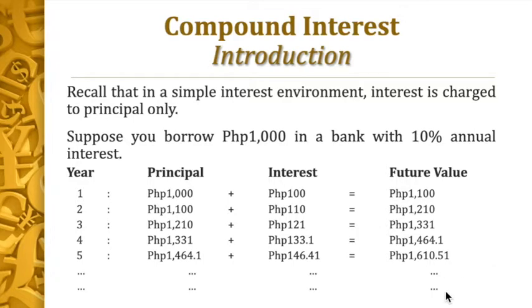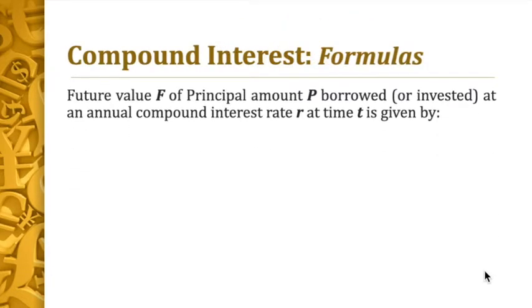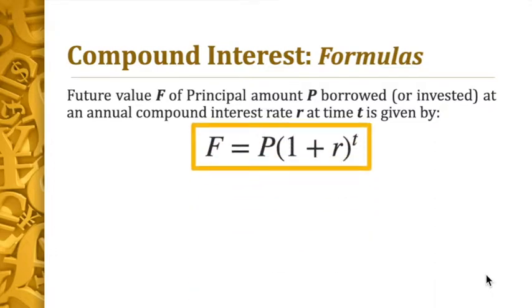So let's make use of our formula for compound interest. For the future value F of principal amount P borrowed or invested at an annual compound interest rate r at time t, it is given by this formula: F equals P times the quantity of 1 plus r, this time raised to t. Remember in simple interest, the t is beside r: P times the quantity of 1 plus rt. In compound interest, it goes out of the parenthesis as an exponent this time. Let's take note of this.